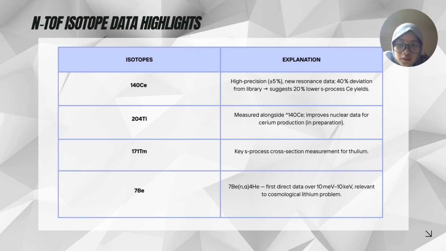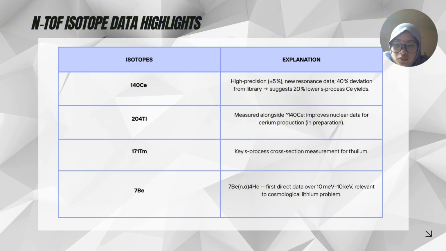At n-ToF, several important isotope measurements have been made to support both nuclear physics and astrophysics. In 2024, they precisely measured 140Ce, revealing a 40% deviation from existing nuclear data. This challenges current models of how cerium is formed in stars. Alongside that, they studied 204Tl, which contributes to improving nuclear databases.